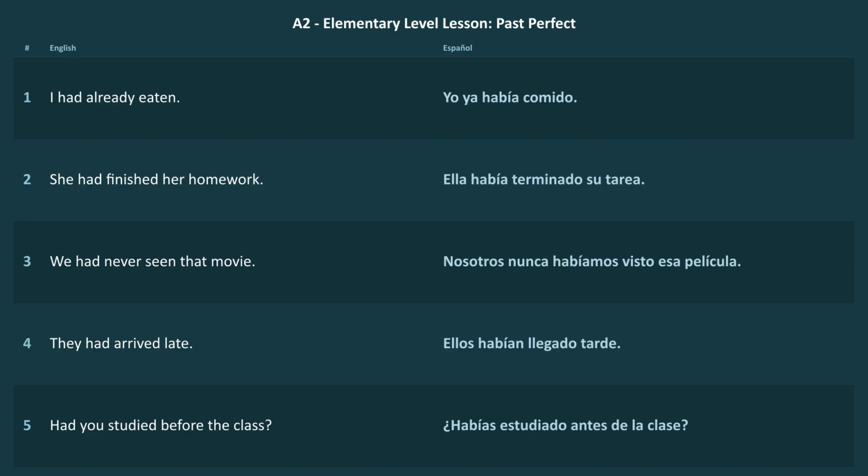Another common mistake, trying to change the participle to match gender or number. In this structure, don't do that. You say ella había comido, not ella había comida. The participle stays the same here. Easy win. Let's get more comfortable with the pattern.